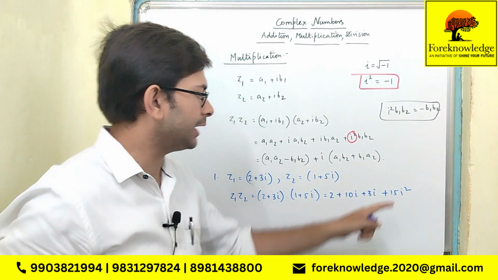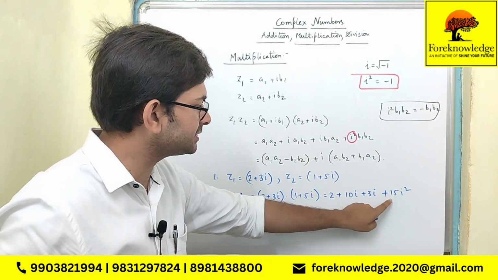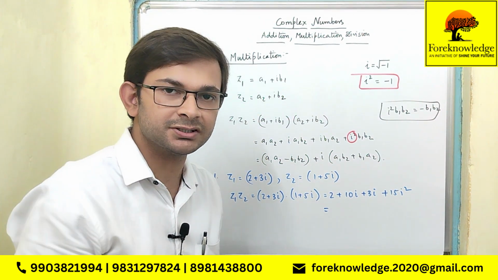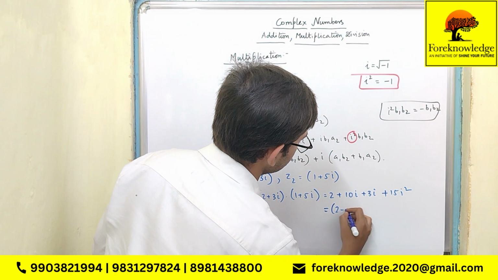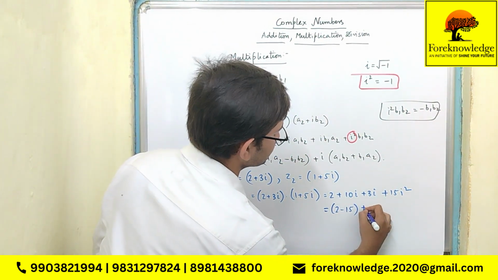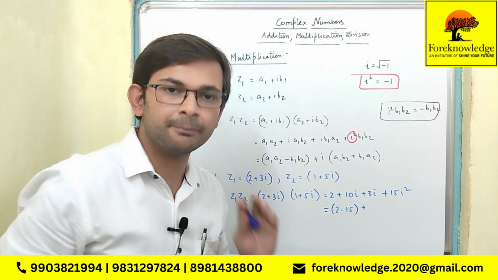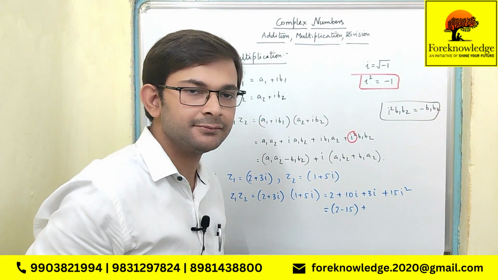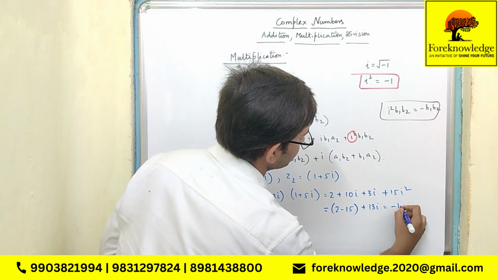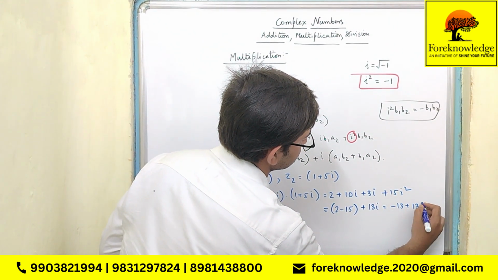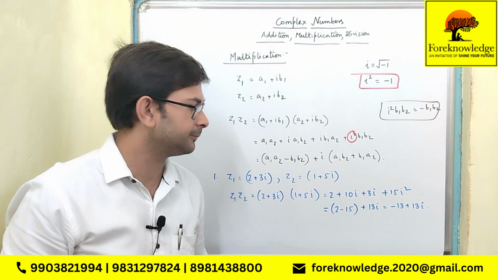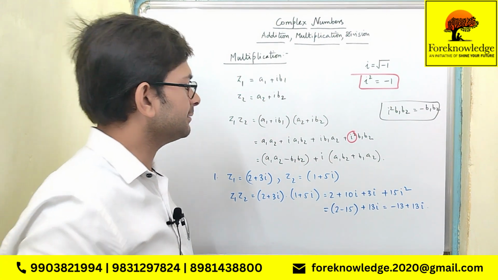Now i square is minus 1, that means this is becoming minus 15. So take the real parts together, that means 2 minus 15, because i square is minus 1, plus i times the imaginary part, i times 10 plus 3, that is 13i. So the result will be minus 13 plus 13i. Very simple. That's how we perform complex number multiplication.